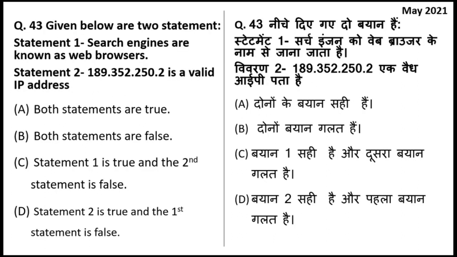Given below are two statements. Search engines are known as web browsers. 189.352.250.2 is a valid IP address. So you have to tell if both statements are true or if one or both are false. In this question, both of the statements are false because search engines are not web browsers.